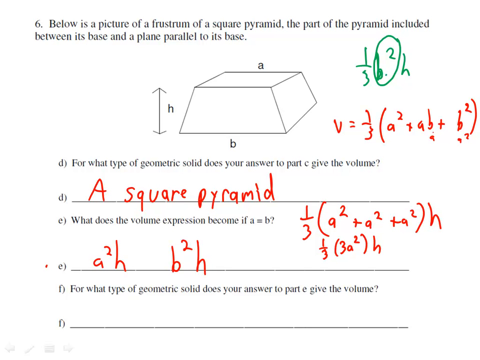For what type of geometric solid does your answer to part E give the volume? Alright, well, what is this? This is a square prism. Square because of the a squared or the b squared. That'd be the area of the base. Remember how we get the volume: area of the base times the height is the general rule. Prism. Some of you might say a rectangular box or rectangular prism, and that would be okay also.